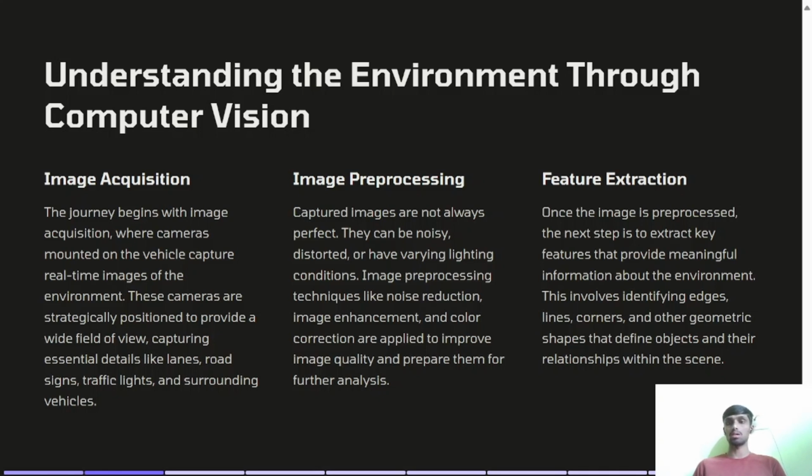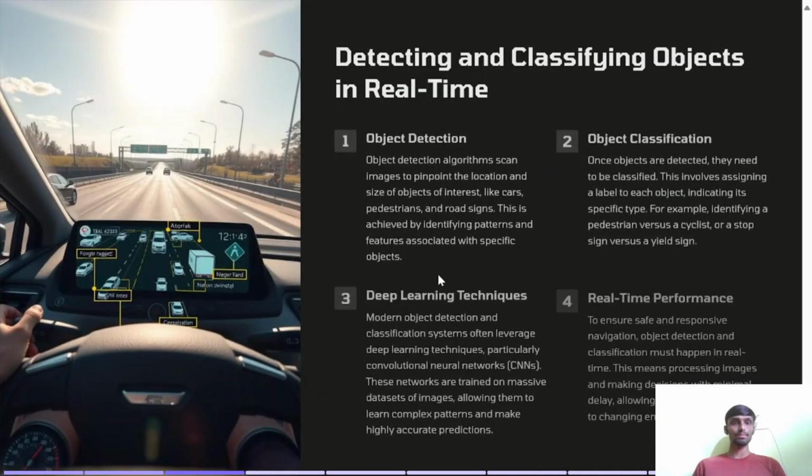Once the image is processed, the next step is to extract key features that provide meaningful information about the environment. This involves identifying edges, lines, corners, and other geometric shapes that define objects and their relationships within the scene.